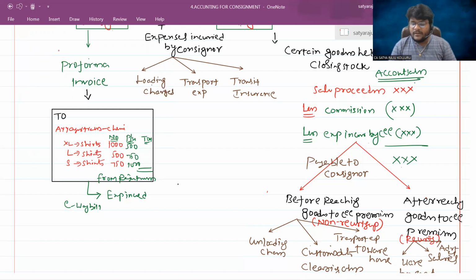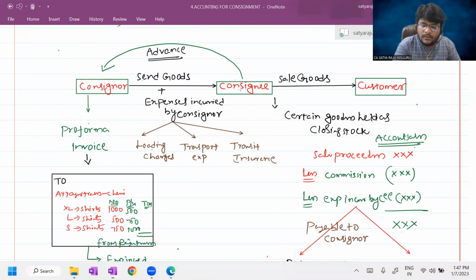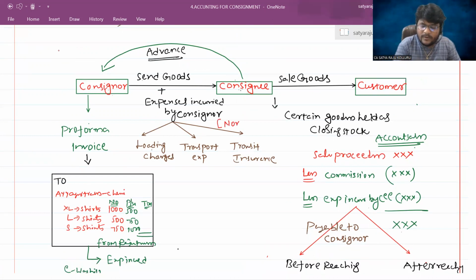So unloading charges, customs duty, clearing charges, transportation expenses to the warehouse, that is what are all the expenses incurred by the consignee before reaching such goods to his premises, we can call it as non-recurring expenses. After reaching such goods to his premises, all the expenses incurred by the consignee are known as recurring expenses. Sir, then what about expenses incurred by consignor? Those are non-recurring or recurring? These are non-recurring expenses.